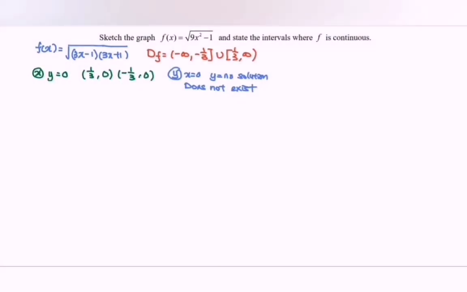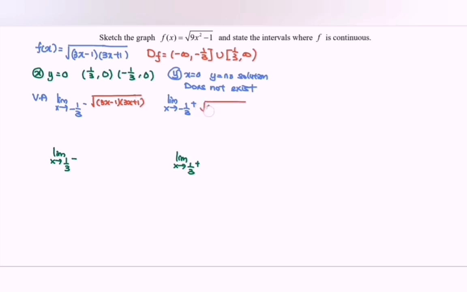Continue. Next is to find the vertical asymptote. We take the limit when x approaches negative 1/3 from the left, the limit when x approaches negative 1/3 from the right, the limit when x approaches 1/3 from the left, and the limit when x approaches 1/3 from the right. Kindly substitute into the square root of (3x - 1)(3x + 1).